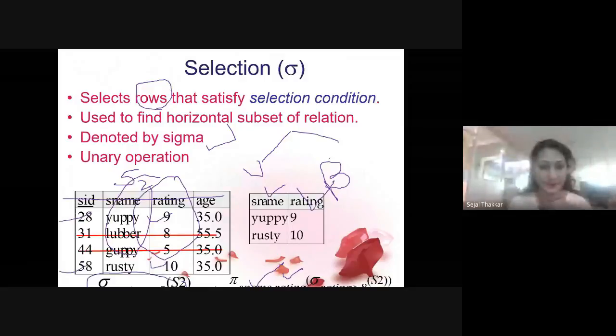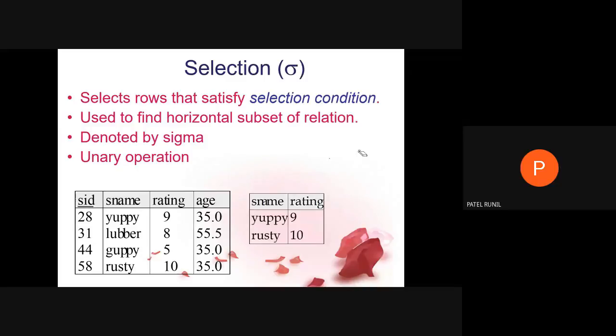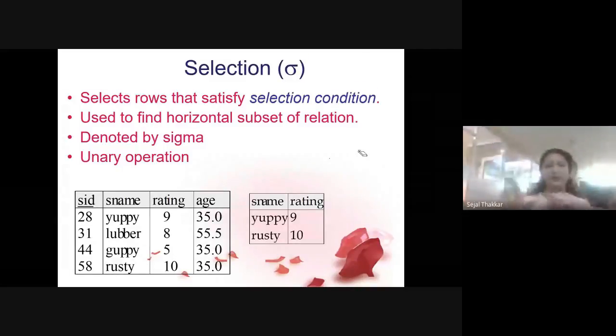Okay. Now I'm giving you one exercise and you have to reply to me. I want to select SID, S name. Listen properly. I want to select SID, S name, and age from table S2, where the age is equal to 35. Right? The age is equal to 35. So can anyone reply? How can I write it down? Pi SID, comma S name, comma age, sigma age equal to 35. Excellent. And from S2. So you have to mention the table here also.